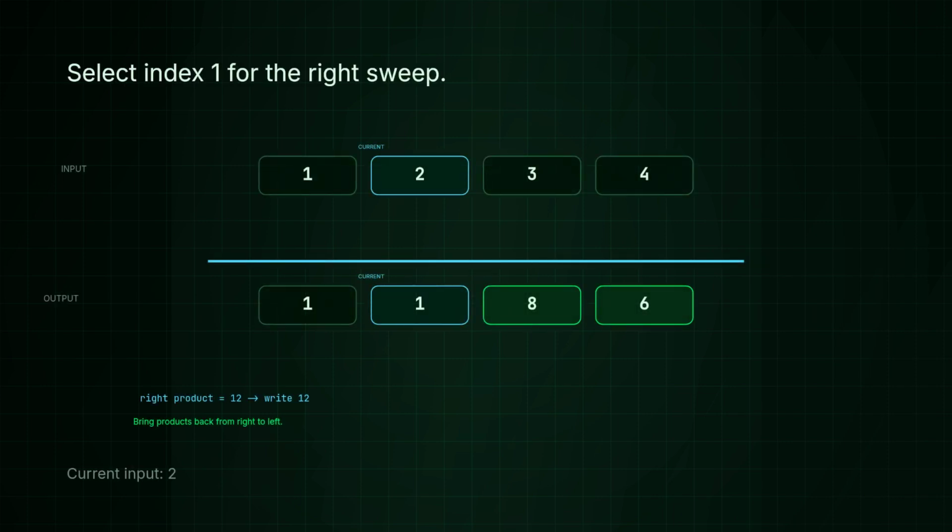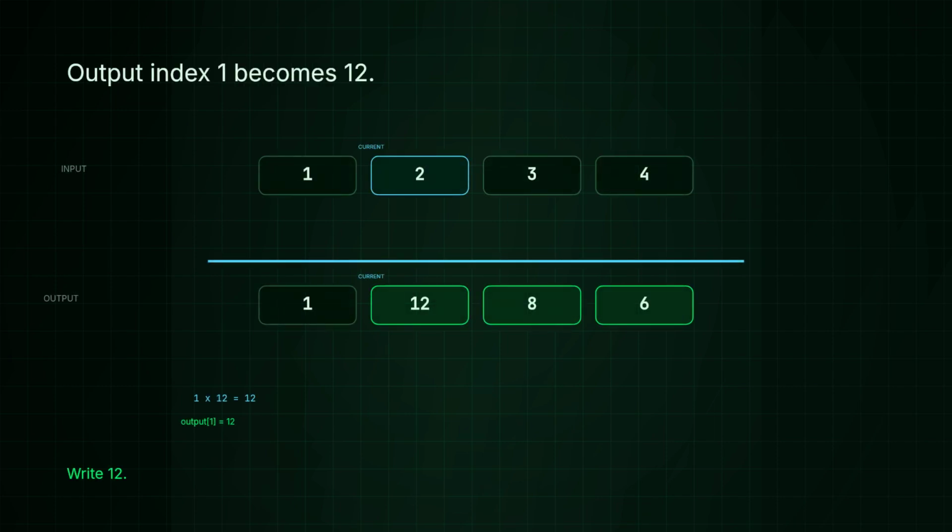Move from the right to index 1. The left product is already stored here. The stored left product is 1. The product on the right is 12. Multiply them to get 12. Write 12 into output index 1. Then include 2 in the running right product for the next position.